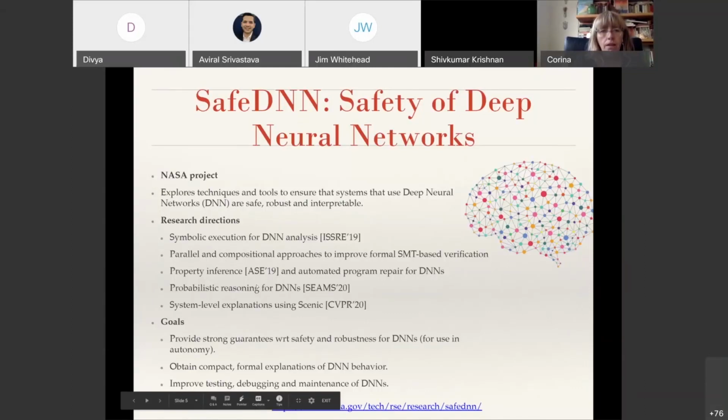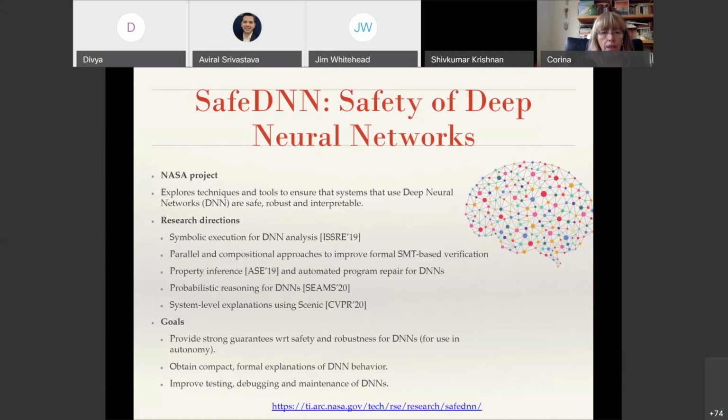So at NASA Ames, we have a project called SAFE-DNN, Safety of Deep Neural Networks, where we try to address these challenges, and we explore techniques and tools to ensure that systems that use deep neural networks are safe, robust, and interpretable. And we have several research directions. For example, we explore symbolic execution for DNN analysis. We explore parallel and compositional approaches to improve verification of neural networks. This is in collaboration with Stanford University.